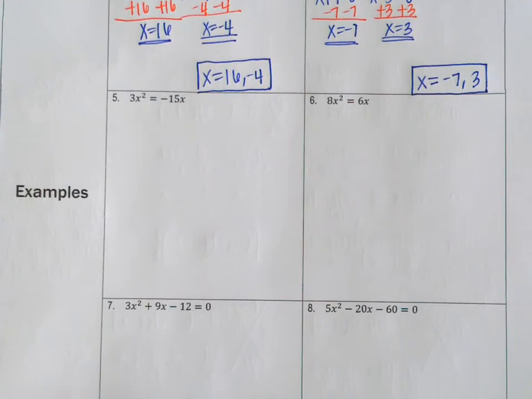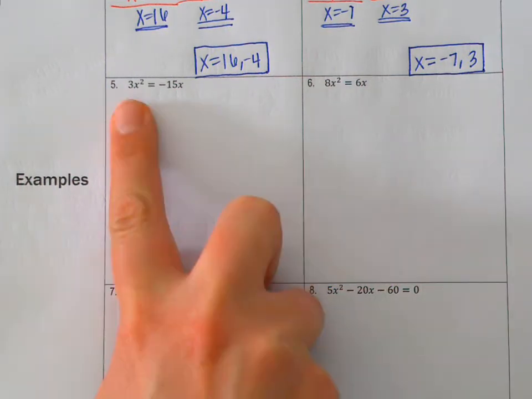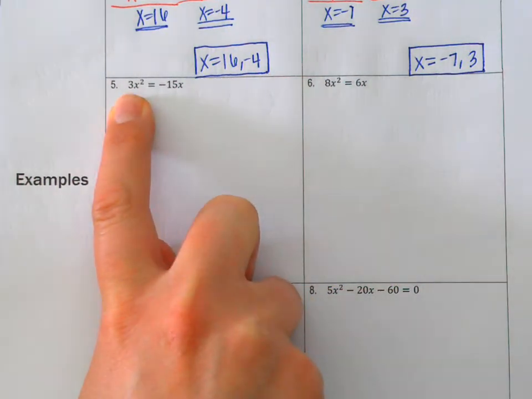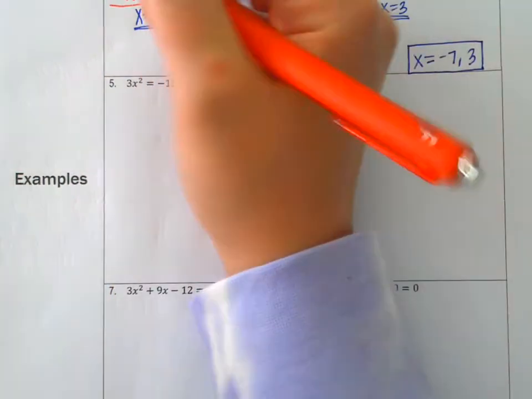Okay, let's look at 5. First step, always the same. Is my equation set equal to 0? And it's not. As a rule of thumb, I always like to have the x squared be positive. So if the x squared is here and it's positive, I'm going to move the -15x over to the other side.